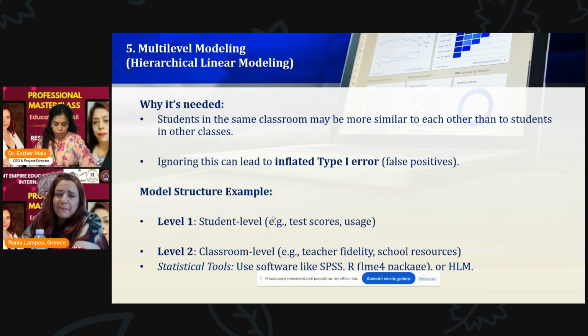The multi-level modeling. The purpose here is to account for the nested structure of the data: students within classrooms, classrooms within schools. And why is it important? Because students in the same classroom may be more similar to each other than students in other classes. If we ignore this, it can lead to what we call inflated type 1 error, so false positives. A model structure example: level 1 is the student level, test scores, and level 2 is the classroom level. As a statistical tool you can use software like SPSS. Another session will give you the chance to explore this and how this software works.